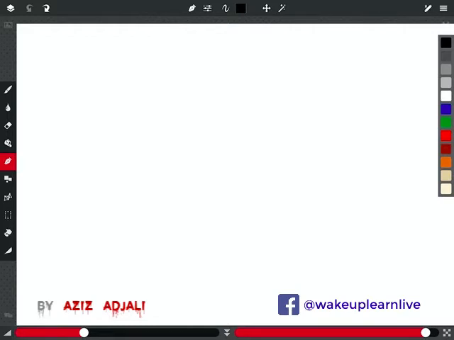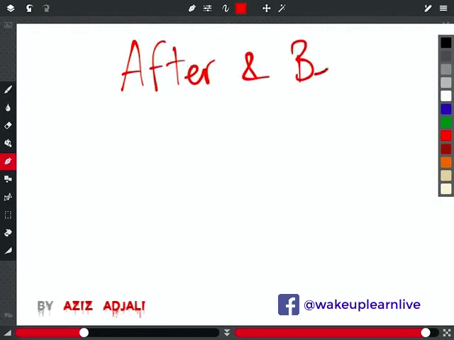Okay, let's try to start with grammar issues, starting with after and before. After and before are parameters which concern the order of the facts.